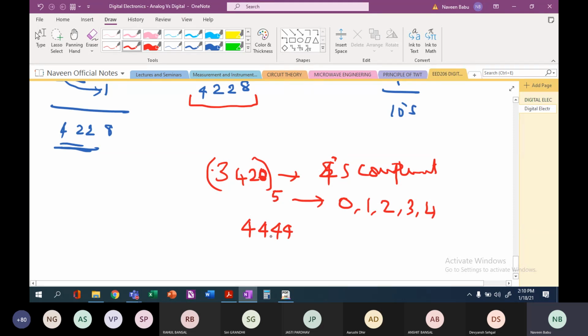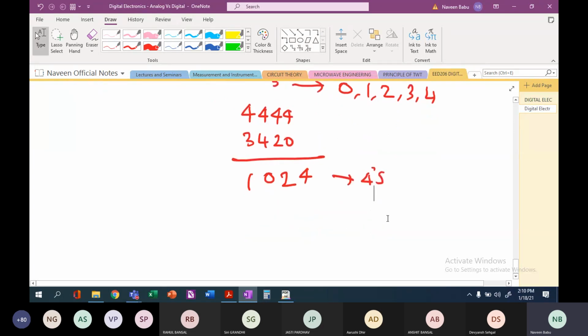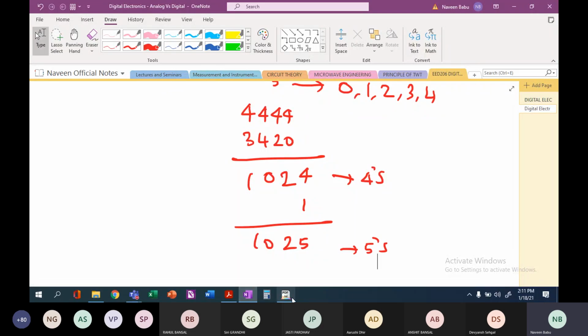So the number 3, 4, 2, 0, first let us take the 4's complement here and we subtract. So when you subtract, it will be 1, 0, 2, 4. So this is your 4's complement. In case you want to take 5's complement, all you need to do is add 1 to it. So 1025 is the 5's complement of this particular number. Is there any doubt? Because all these things in a summarized way, you will not find it in books.